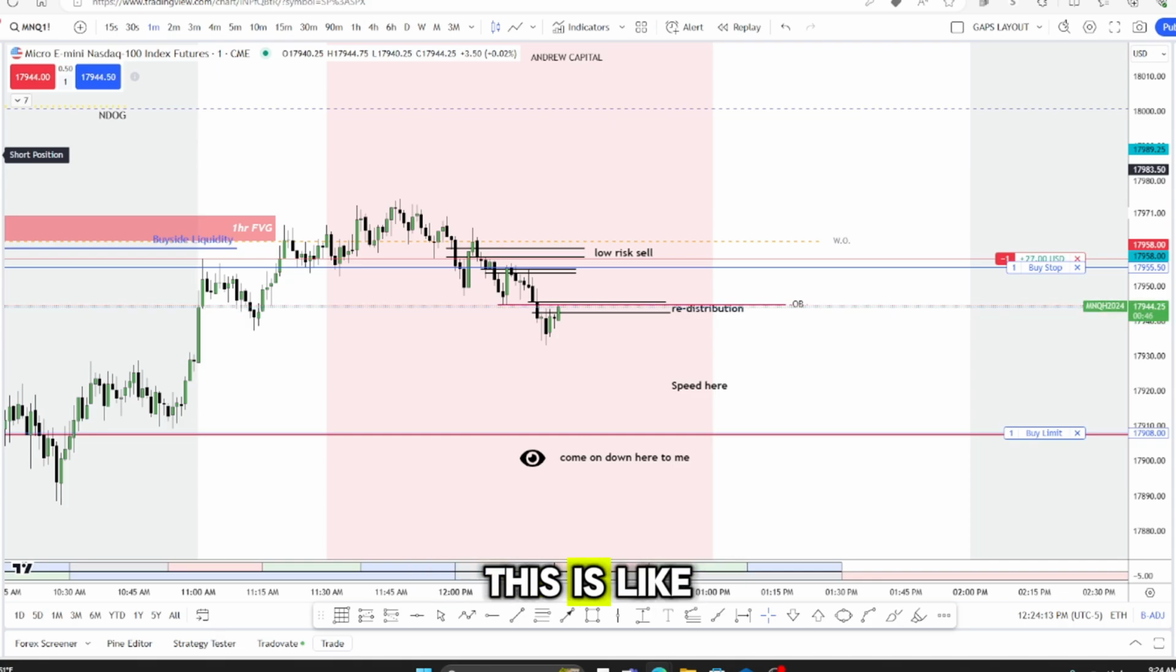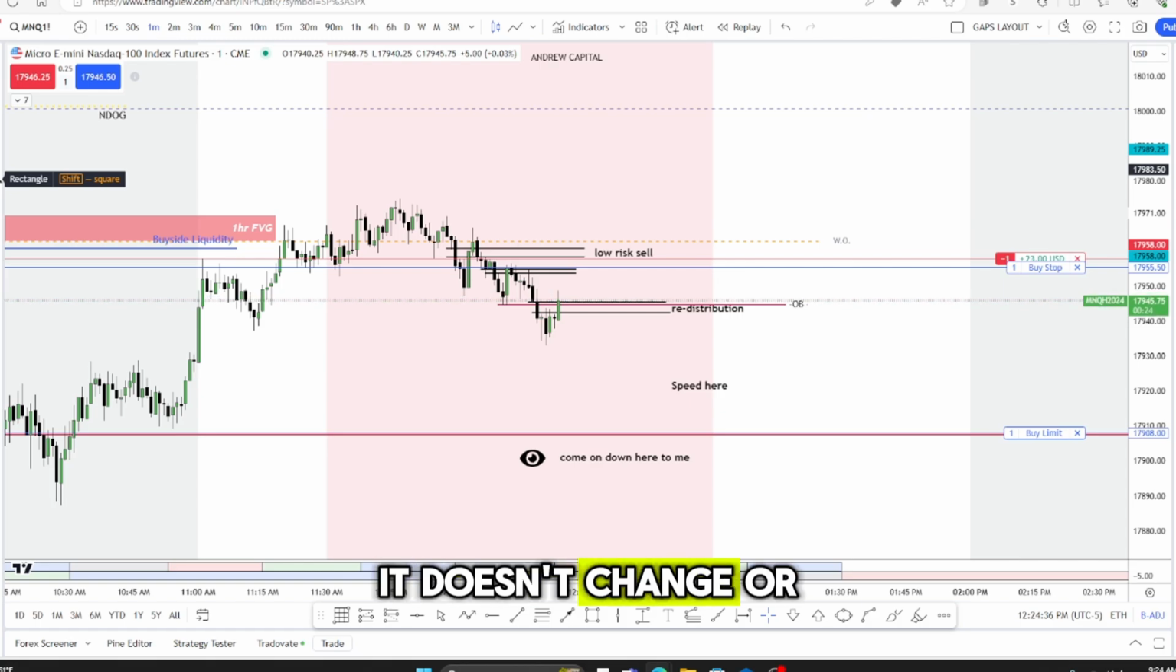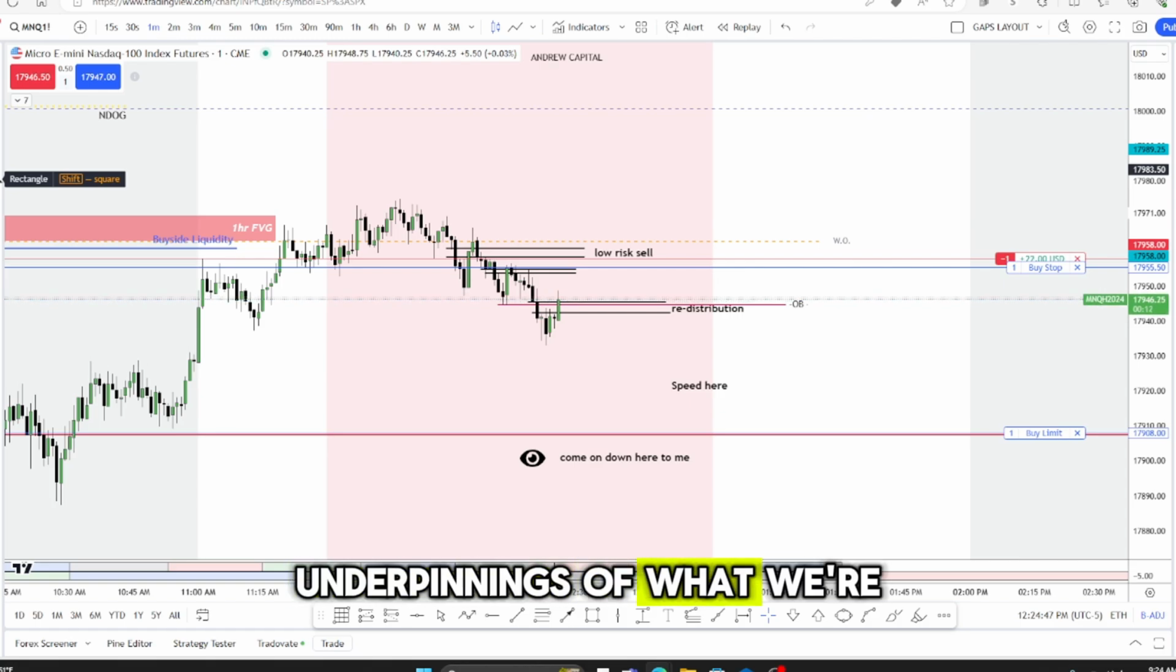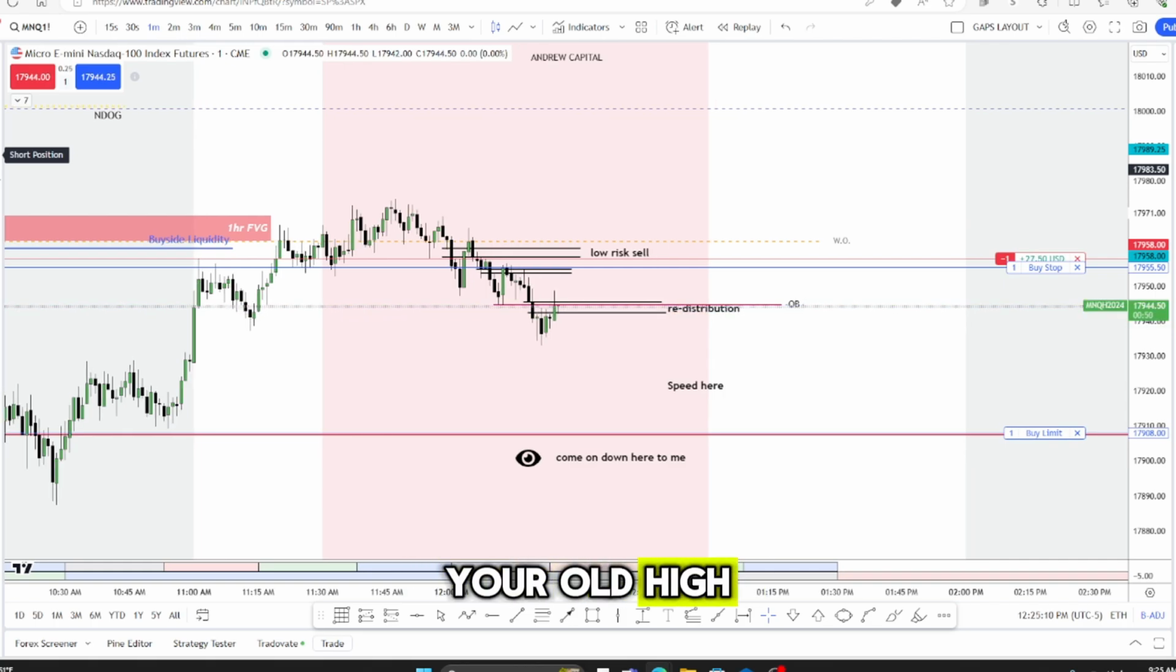This is a mohawk. This is like errant price action that we allow for. It's normal. It doesn't change or undermine the underpinnings of what we're trying to trade on. So the market rallies up, and then you go back over here, and here is your old high. Carry that forward. What is it going to become once it trades to that level?